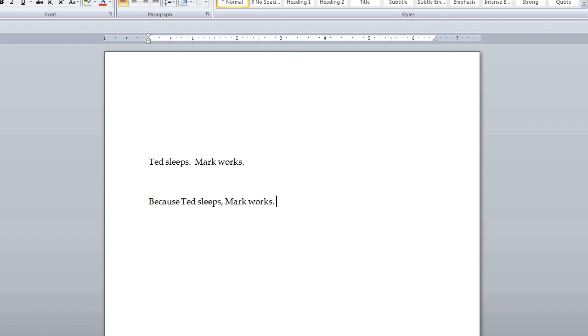Does that sound okay? Do you see how the first idea is now less important than the second idea? And notice how we've given the sentence a kind of mood or tone. We're saying that there is a cause and effect relationship between Ted sleeping and Mark's working. We're implying that Ted's a bit lazy and that he relies on Mark to support his sleeping habits. This is a complex sentence. One idea is more important than another idea.